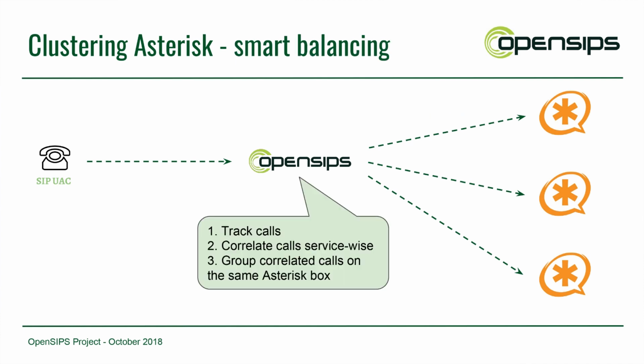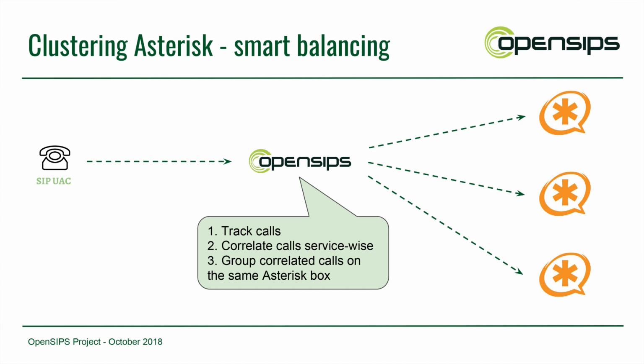With the smart balancing, basically, we don't do any kind of partitioning, so whatever call may land on whatever Asterisk box, still, OpenSIPS will do call tracking, so it will monitor all the ongoing calls, and it will try to detect the services, or calls related to certain services, and do the actual correlation. So in some scenarios, it will simply bypass the so-called load balancing logic, and it will force specific routing just to be sure that the service is consistent.